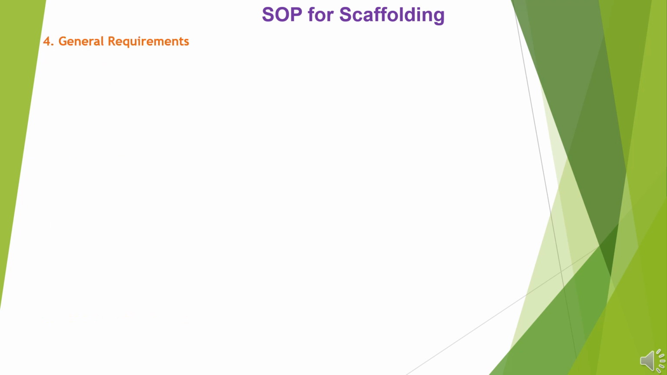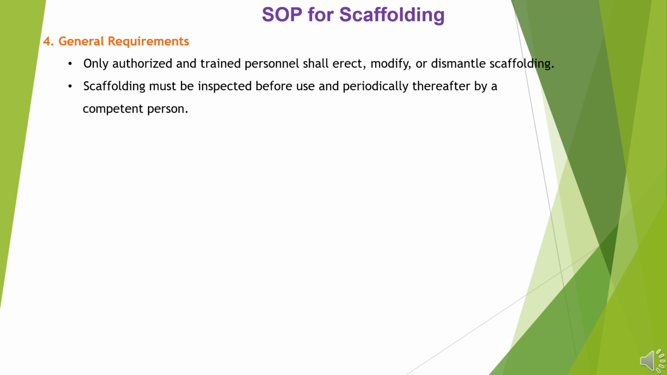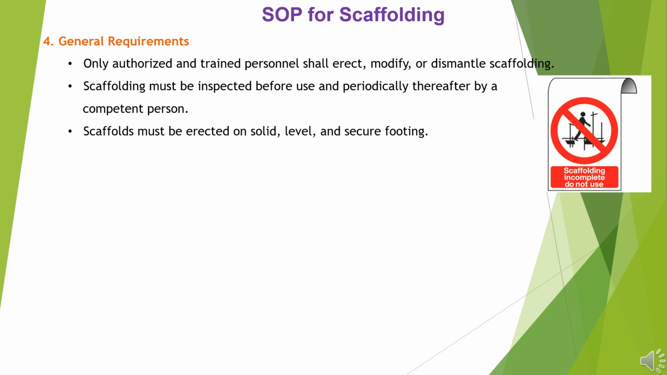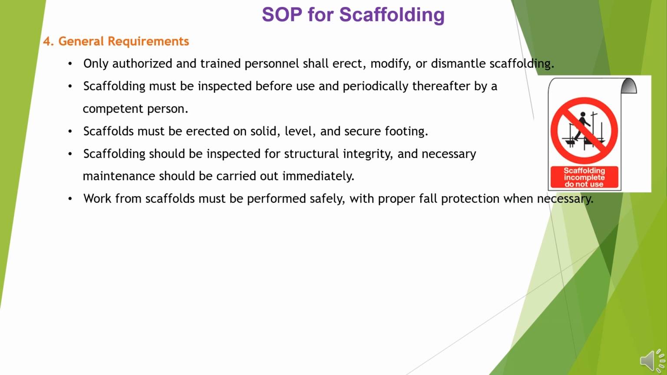4. General requirements. Only authorized and trained personnel shall erect, modify, or dismantle scaffolding. Scaffolding must be inspected before use and periodically thereafter by a competent person. Scaffolds must be erected on solid, level, and secure footing. Scaffolding should be inspected for structural integrity, and necessary maintenance should be carried out immediately. Work from scaffolds must be performed safely, with proper fall protection when necessary.